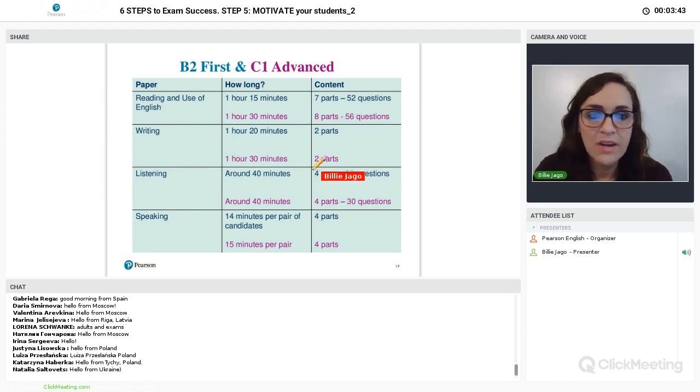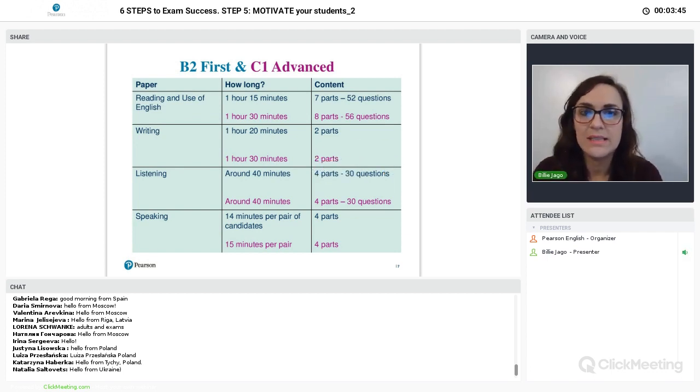So during the webinar, I'll be referring to these different task types within both exams and how to add some dynamism in teaching them rather than just a simple teach, test, teach format.